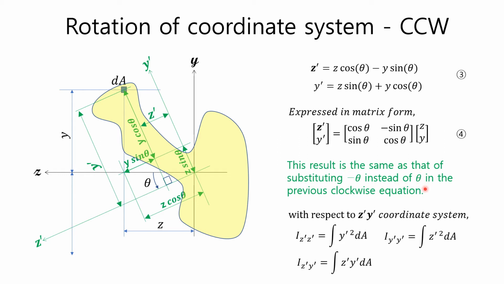Therefore, it can be seen that theta has a positive value when rotating clockwise, and it has a negative value when rotating in a counterclockwise direction.